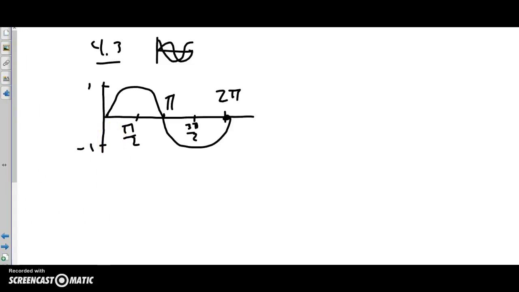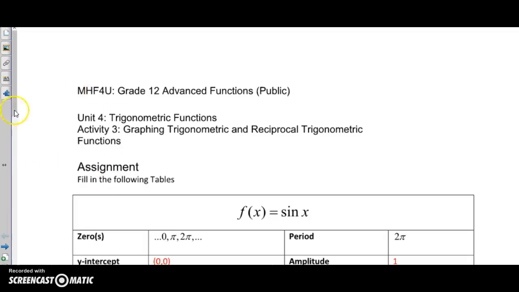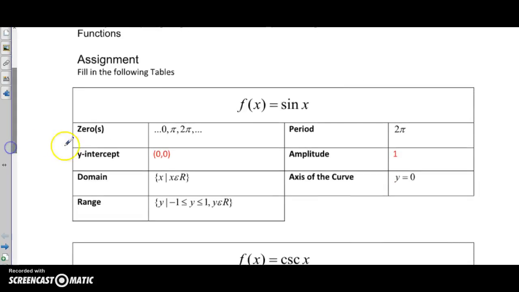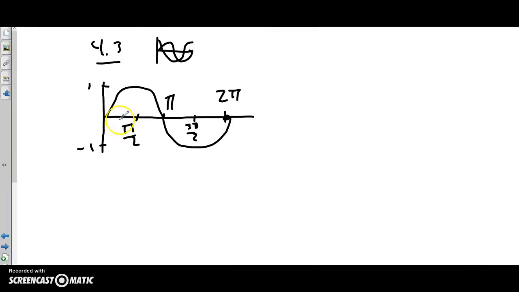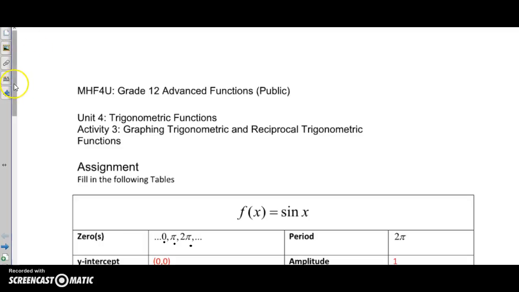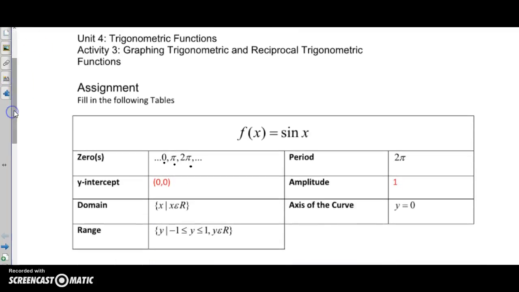And so if I look back here, what else is missing? The y-intercept I'll get to in a second. The zeros are at 0, pi, and 2 pi. Let's go over it and see if that's true. 0, pi, and 2 pi. Yep. And then I said the period is 2 pi, and that's how long it takes to go one entire rotation of the curve. Amplitude is 1, and that's true.